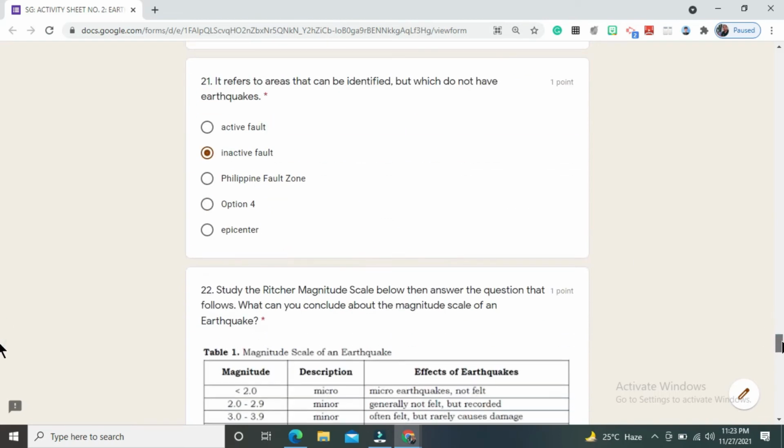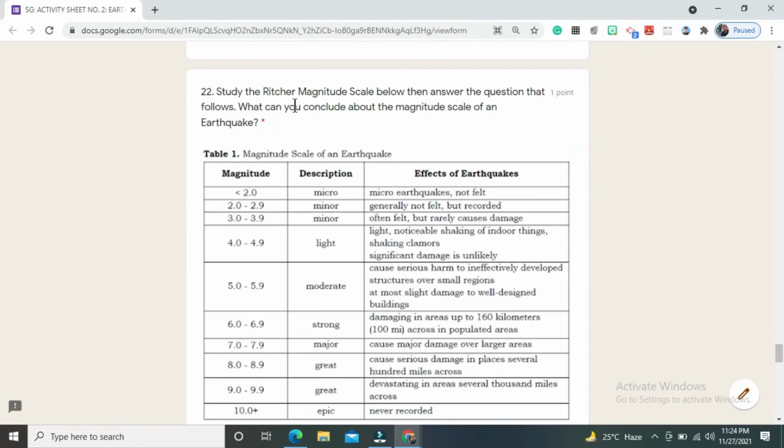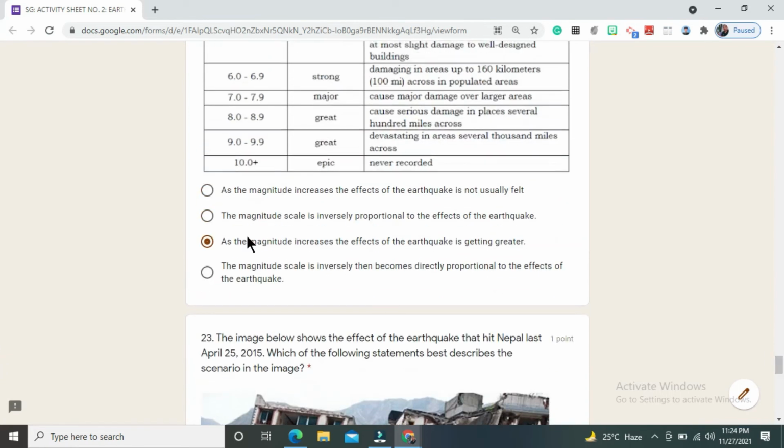Question number 21. It refers to areas that can be identified but which do not have earthquakes. The correct answer is inactive fault. Question number 22. Study the Richter magnitude scale below, then answer the question that follows. What can you conclude about the magnitude scale of an earthquake? The correct answer is, as the magnitude increases, the effects of the earthquake are getting greater.